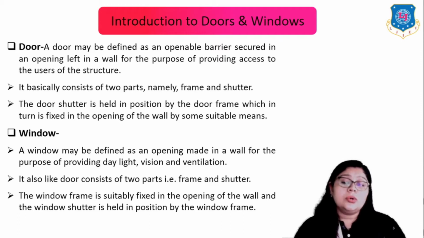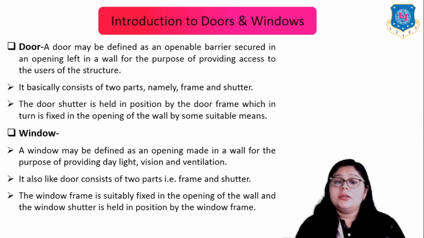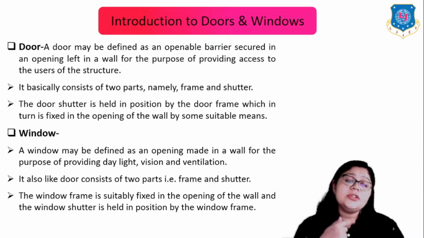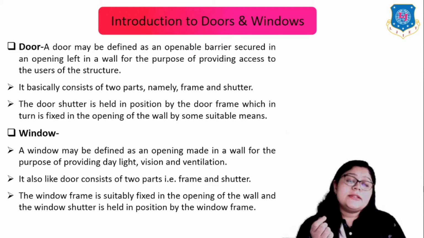It is also like a door and consists of two parts, the frame and the shutter. The concept is the same for the door and window, but here the window frame is suitably fixed in the opening of the wall and the window shutter is held in position by the window frame. That is quite different. So this is the brief introduction of doors and windows.